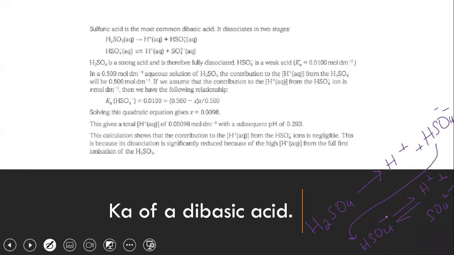Now, let's say that we have 0.5 mole dm cube of our sulfuric acid. Since we have 0.5 mole dm cube, what did I tell you? Since the mole ratio is 1:1, the concentration of hydrogen ion is also going to be 0.5 mole per dm cube, right?